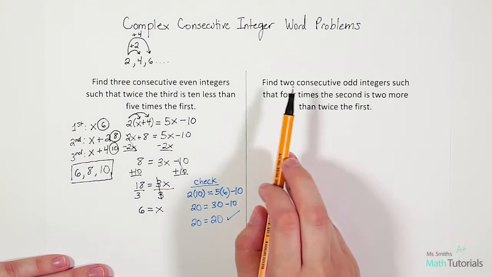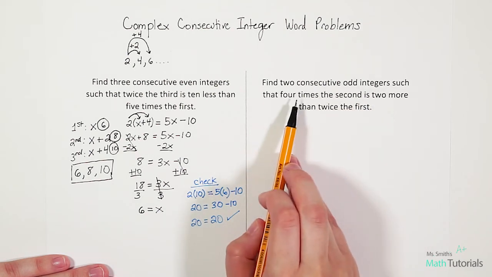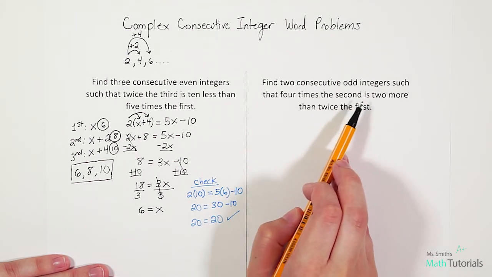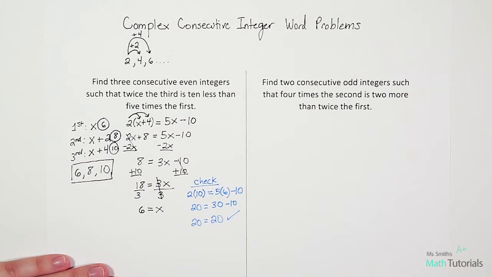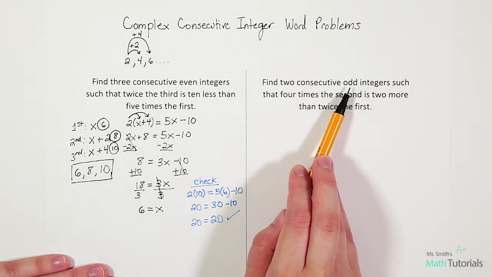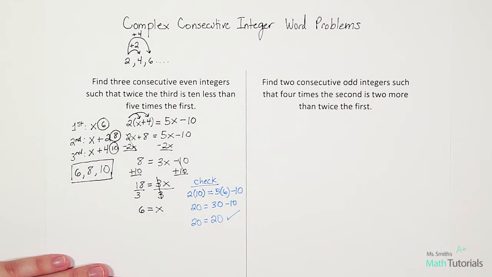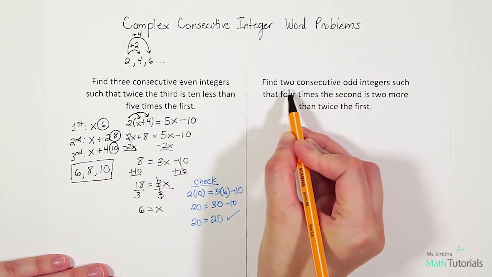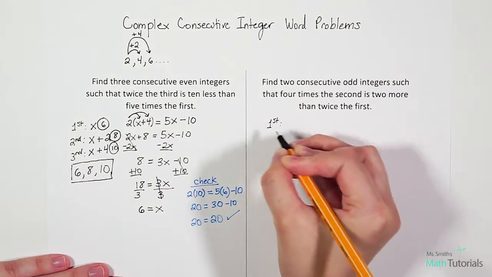Let's look at another example. Find 2 consecutive odd integers such that 4 times the second is 2 more than twice the first. So there's a couple things we want to notice at the beginning. These are odd integers, consecutive odd integers, which means by the time we get our final numbers, they should be integers, whole numbers, and they should be odd. Now, how many are we looking for? It says 2. So this time, we're going to have our first number and our second number.